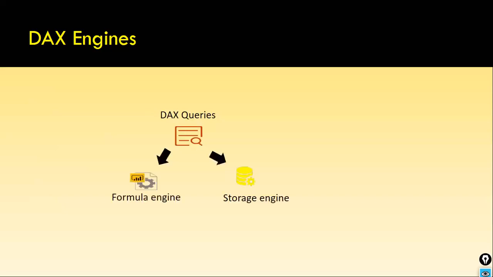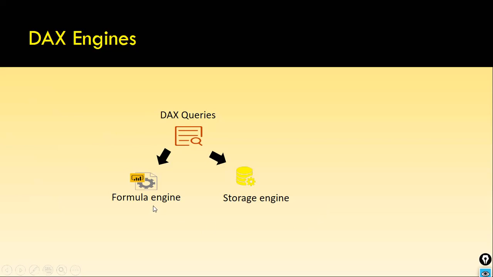Now let us understand the mechanics of how the DAX formula is processed behind the scene by the DAX engine. The DAX engine is comprised of two components. One is the formula engine, the other one is the storage engine. And these two engines work together to compress and encode our data and access our DAX queries. So now we will explore the role of the formula engine and storage engine.